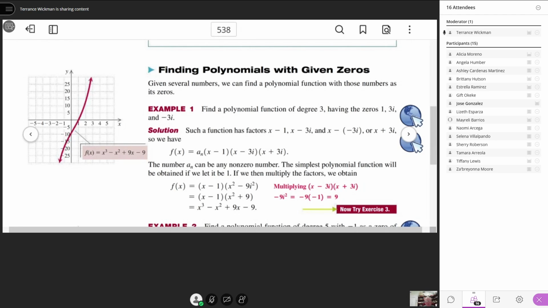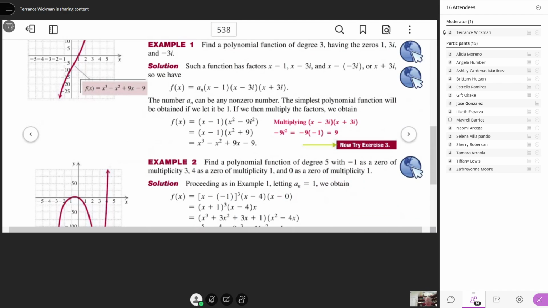The thing you don't know about is a to the n. You don't know what the leading coefficient is. So they say, well, let's just try to make it 1. If it's 1, you make it disappear. Now, later on, they're going to have you do it a little differently. So if it's 1, we don't use it.